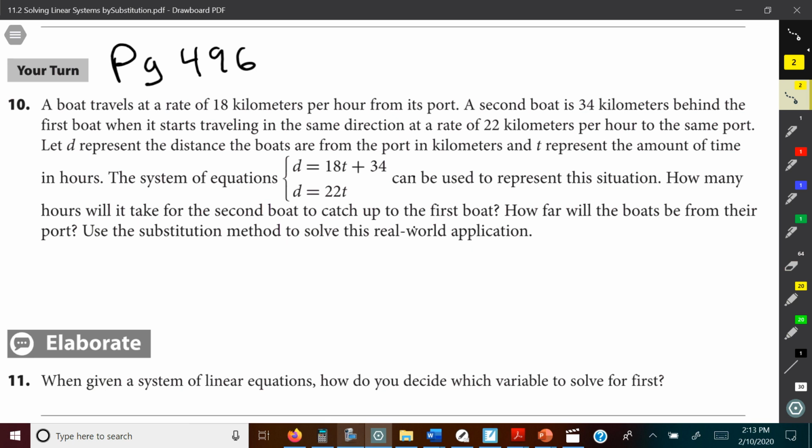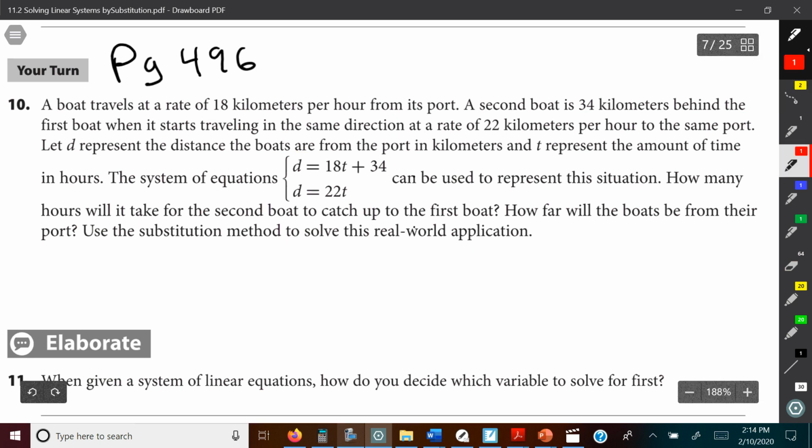Okay? So it says how many hours would it take for the second boat to catch up with the first boat? How far would the boats be from their port? Use the substitution method to solve this real world problem. As you can see, we've got two equations, right? And you've got D is equal to 18T plus 34 right here. So what is D though? I already know what D is. D is 22T. So I'm going to substitute this 22T in for this D.